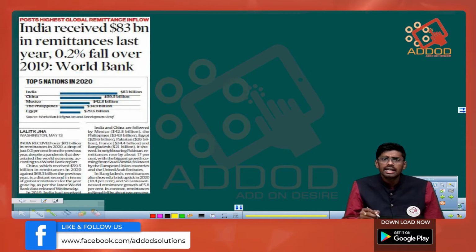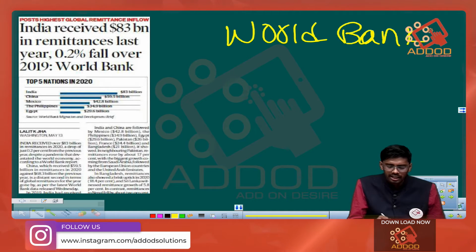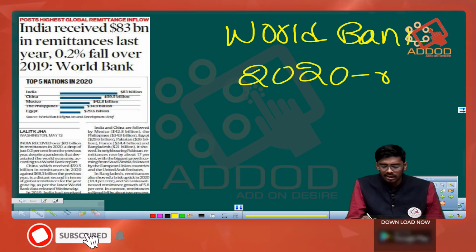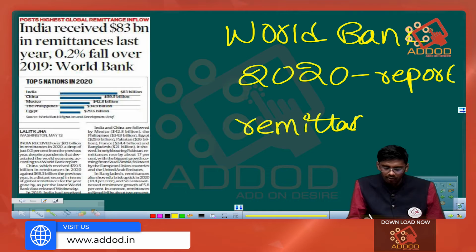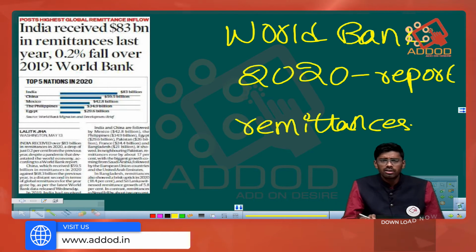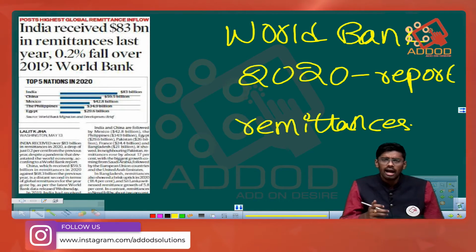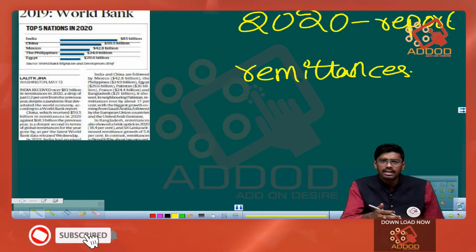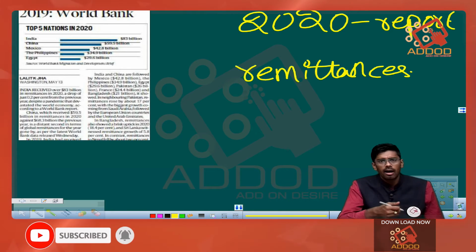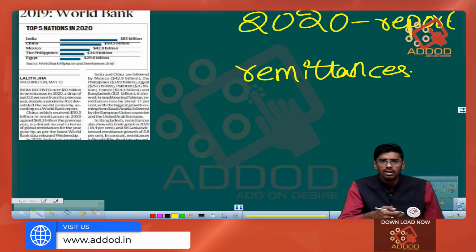Next, we have an article dealing with the World Bank 2020 report, and this report is regarding the remittances. We know that several Indians work abroad. They work in America, they work in Gulf countries, and they even work in the European continent, and they work for a small period of time, and when they are working there, they will earn something, and of the amount they are earning, they will send a major portion to the households.